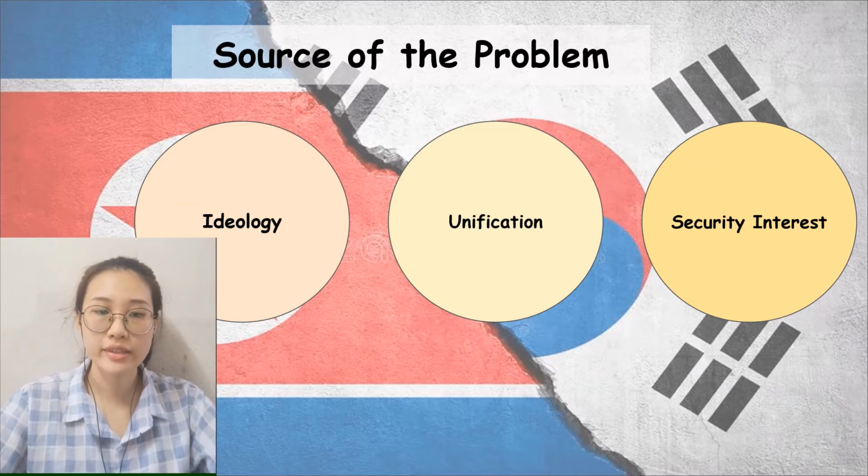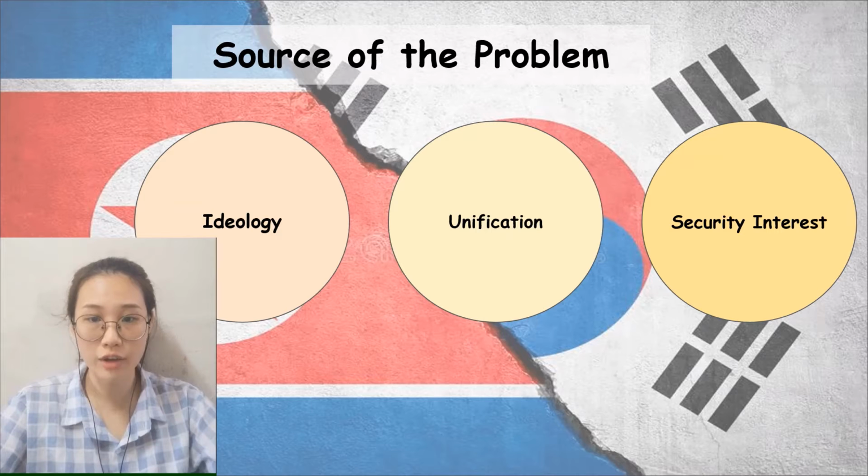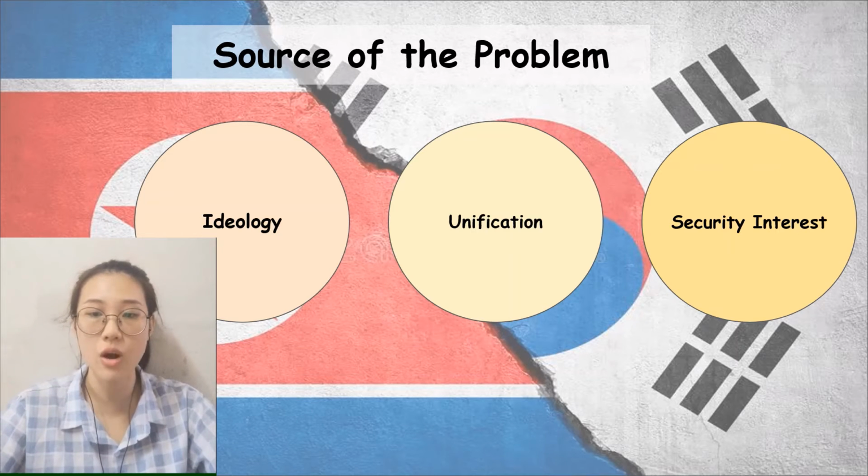And the third is the incompatible security interest. For this, South Korea's security interest is to deter attack from the North by strengthening the US and South Korea military alliance. And the US presence on the peninsula will seriously threaten the security of North Korea, especially when South Korea was under the cover of the nuclear deterrent of the US.